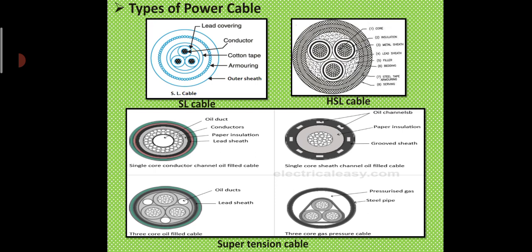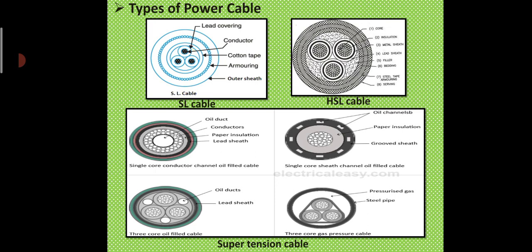Now, super tension cable. The cables discussed above are cold solid type cables, and these are available for voltage up to 66 kV. In this, no additional arrangement is made to prevent the formation of voids. If the cables are to be used for 132 kV and 220 kV, arrangement has to be made to prevent formation of voids and increase the dielectric strength. This can be achieved in two ways: by using oil filled cables, or by using gas filled cables.